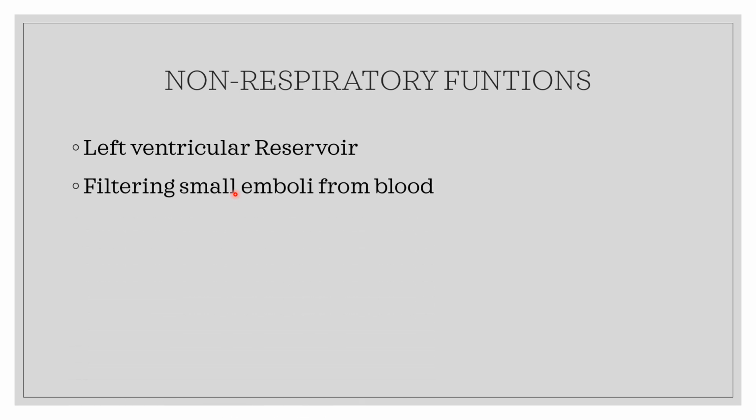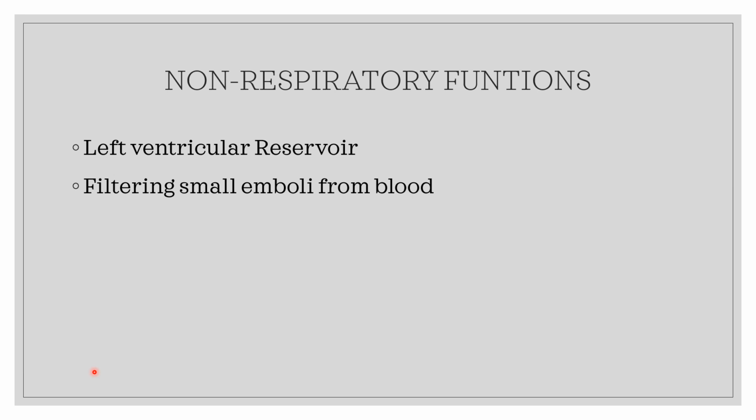The second important point is filtering small emboli from the blood. Venous blood normally contains microemboli from blood clots, fats or air bubbles. If these emboli escape into the systemic arterial circulation, tissue damage may occur. So the pulmonary vasculature traps and removes these emboli before they get the chance to enter the systemic circulation.